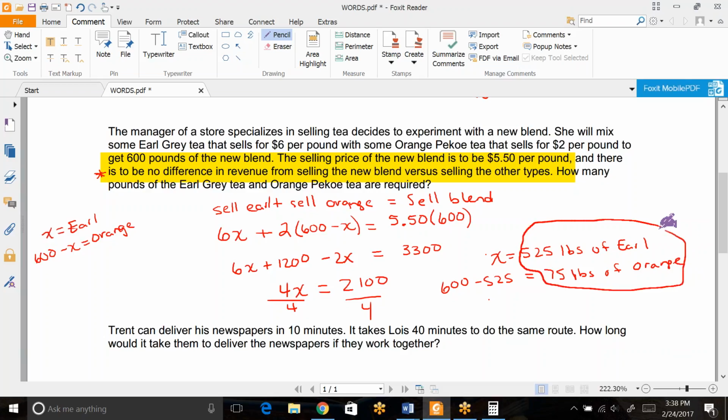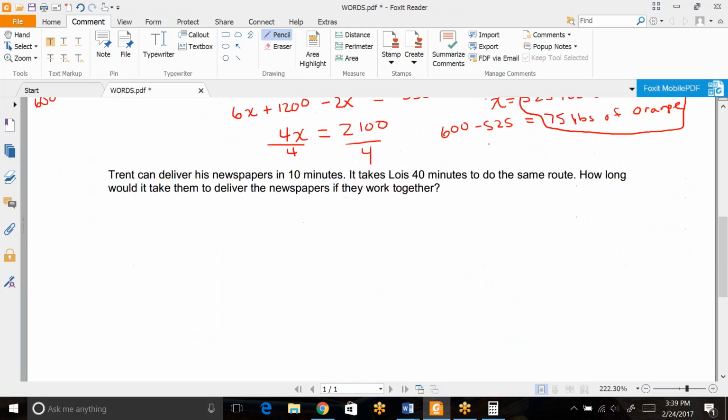And that's all there is to that. So that's very similar. This one's very similar to the mixture problems where we had the percent of acid or the percent of cement, except our percent isn't really here. It's the price per pound that we're looking at.